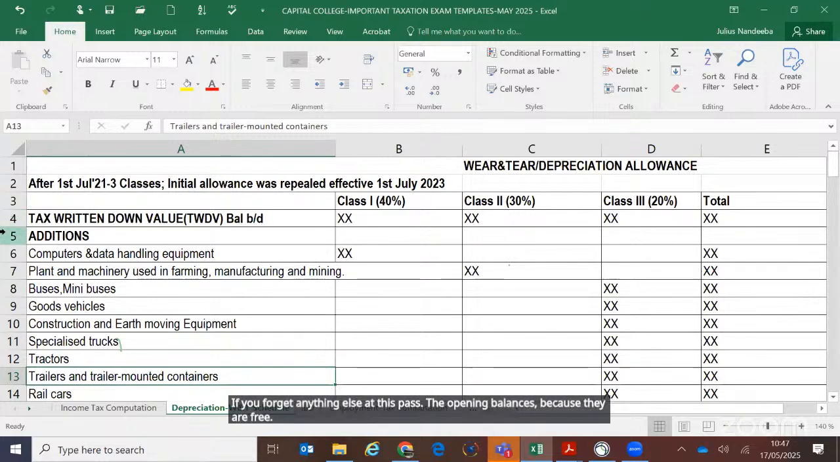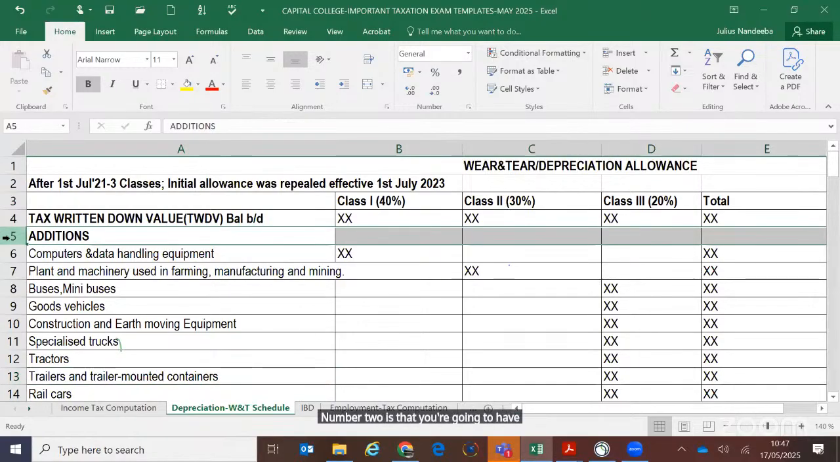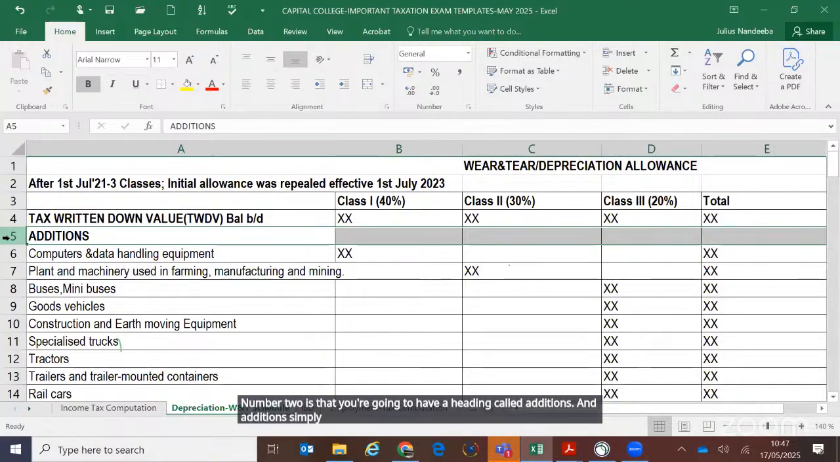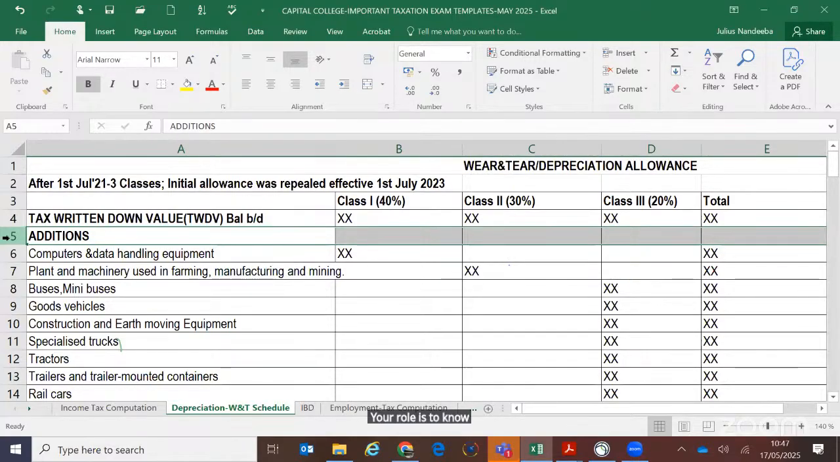Number 2 is that you're going to have a heading called additions. And addition simply means the assets they have given you as additions. Your role is to know in which class you place these additions. So let's say examples. Class 1 is extremely restricted. It is computers, and computers mean laptops and desktops.